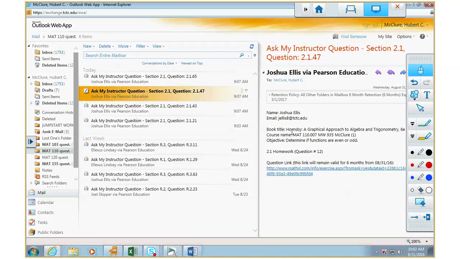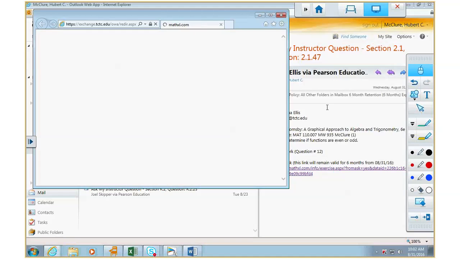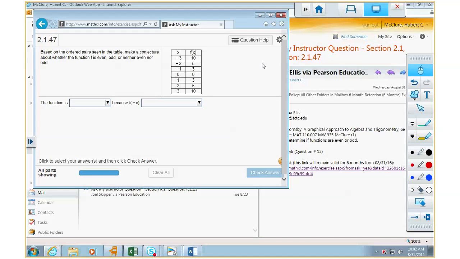2.1, 47. 47 of 12. So I am doing your homework for you. Each one right after the other. Based on the ordered pairs seen in the table, make a conjecture about whether the function f is even, odd, or neither. Well, just plot it. That's what I would do. I mean, why would they give you a bunch of points if you're not going to plot it? To me, I would plot it.